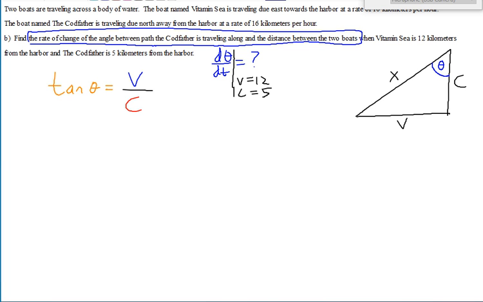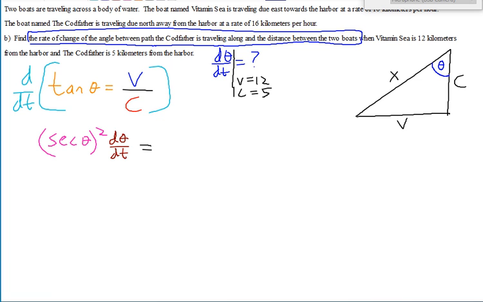And then we'll take the derivative of that in order to get d theta dt. So remember, the derivative of tangent is secant squared. So secant squared theta, and then we need d theta dt right after that, which is what we're looking for.